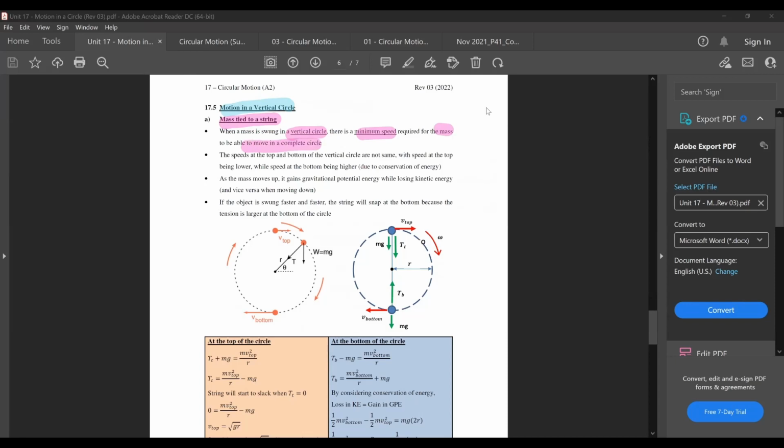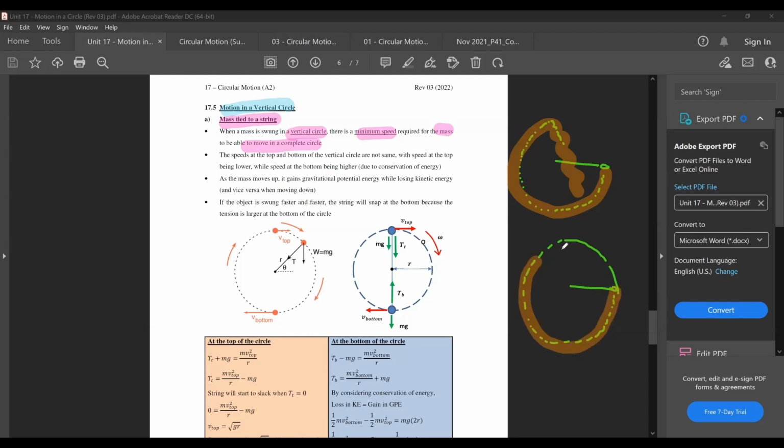You notice that if, say, you tie a mass and then you try to swing it, if you don't swing it fast enough, the thing will just go up, and then after that, you just fall back down like this, right? But if you swing it fast enough, the thing will just go in a complete circle like this, all right? So there's a minimum speed that you need to have for the mass in order for it to be able to complete a circle. Anything less than the minimum speed, at most, you just go like this. Then after that, you cannot go to the top, you just fall back down. Right, so you need to have a certain minimum speed in order for it to complete one circle.